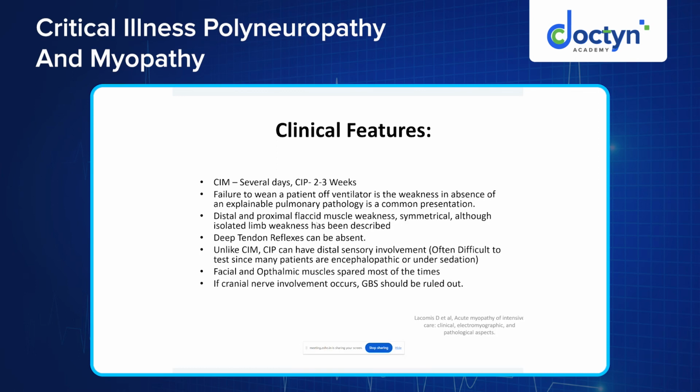Facial and ophthalmic muscles are spared most of the time, but if cranial nerve involvement occurs, Guillain-Barré syndrome should be ruled out. So it is not just that your weaning is failing; you're making all the efforts, switching back to the modes, going ahead with the TPs, and again switching to the non-invasive mode. So if cranial nerve involvement occurs, think of GBS.